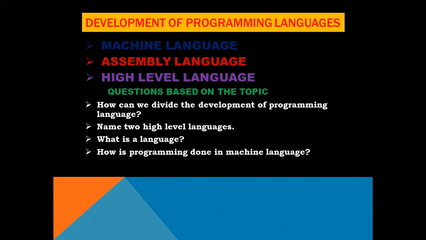The programming was done in machine language in the form of 0 and 1. All the expressions that were used and all the statements that were used were made of only 2 binary numbers, that is 0 and 1.